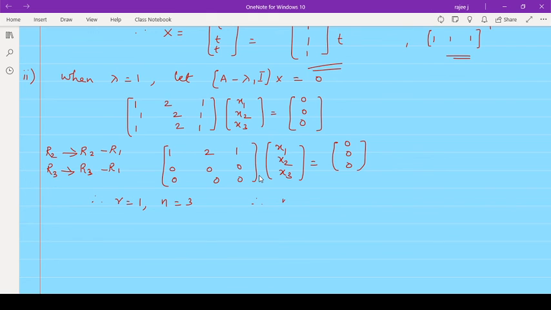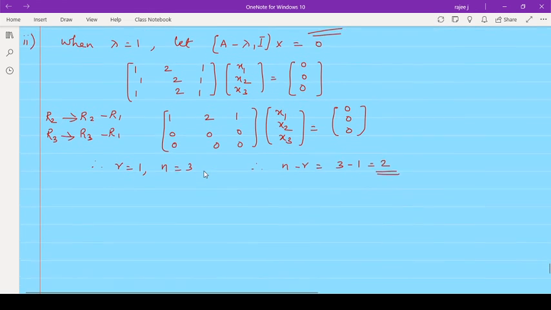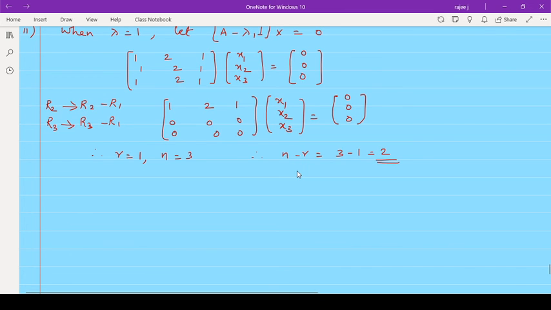Therefore n minus r, means 3 minus 1 equal to 2 variables can be given some arbitrary constants. That means there will be two linearly independent solutions. So only one equation you are getting from here, that is x1 plus 2x2 plus x3 equal to 0. If you multiply this one, you may see x1 0, x2 0, x3 0, so do not do that one. That is why we use this rank method.